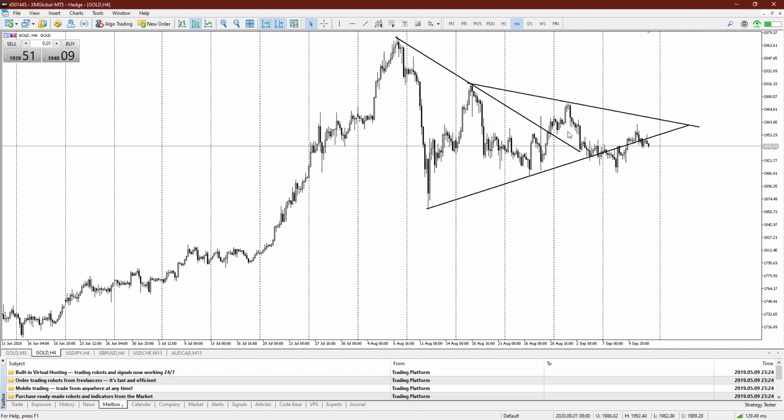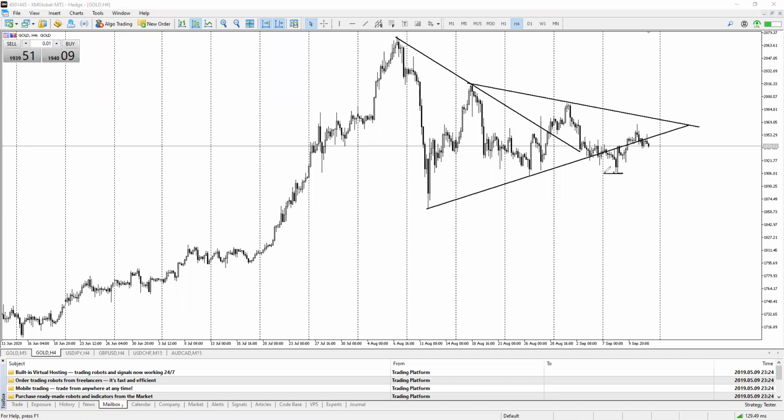Okay, so here lies the case. Our pennant has been broken out. We have our breakout here, right? This is our breakout. Price returned back, retraced, all right? And now price is trying to come down.